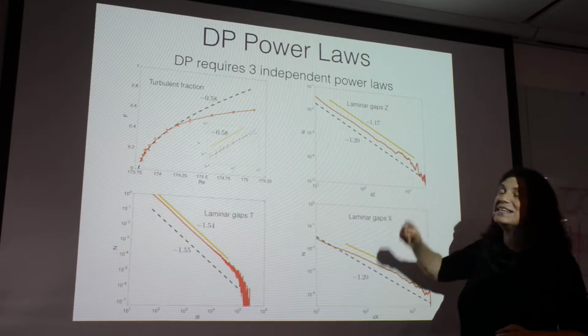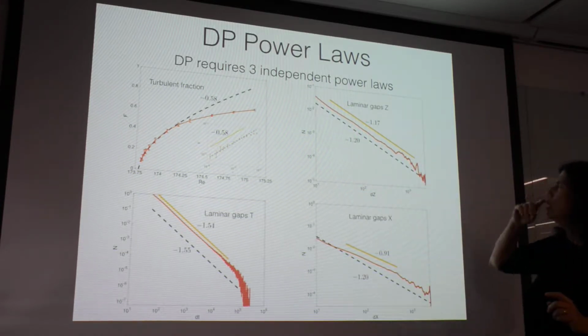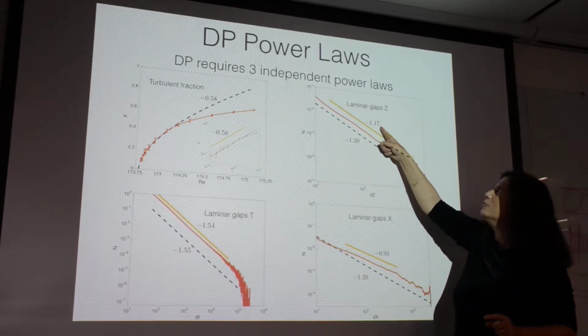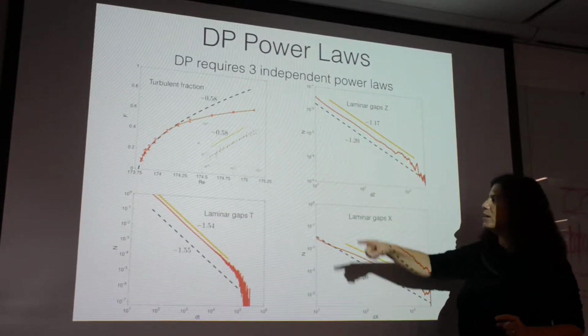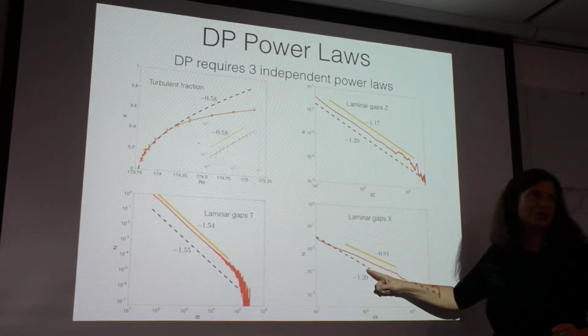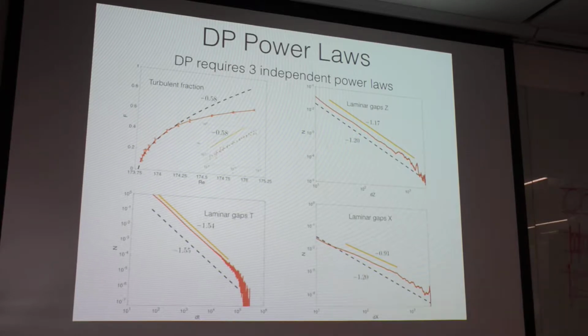Here, when I say x and z, I really am talking about streamwise and spanwise, contrary to before. And our laminar gaps in the spanwise direction look quite good. They have an exponent of -1.2 instead of -1.17, the theoretical value. But in x, the streamwise gaps are not as good. But we think we have a good reason for that.